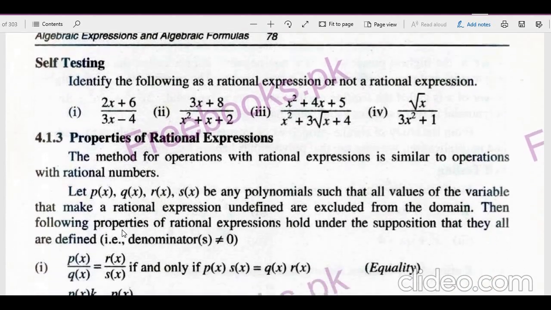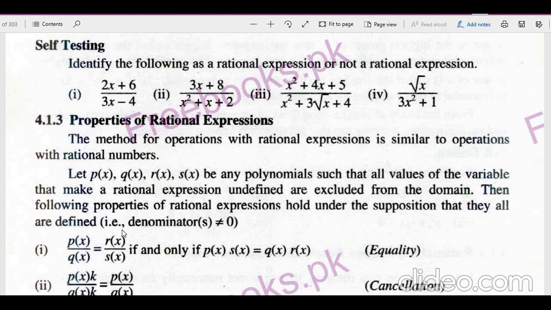Now do this by yourself. Identify the following as a rational expression or not a rational expression. The first one: the numerator is 2x plus 6 and the denominator is 3x minus 4.